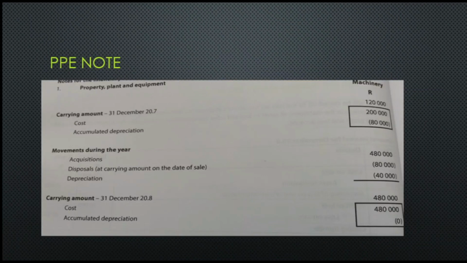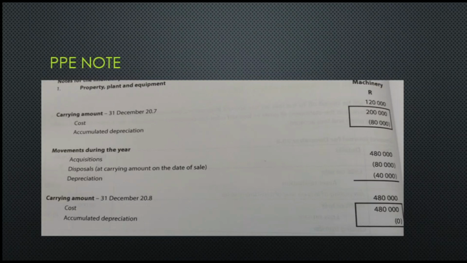Now this is the whole idea of this video. You want to know how to draft our property, plant and equipment note, and this is from the example we just did with the trade-in, where the cost was 200,000 and the accumulated depreciation at the beginning of the year was 80,000.